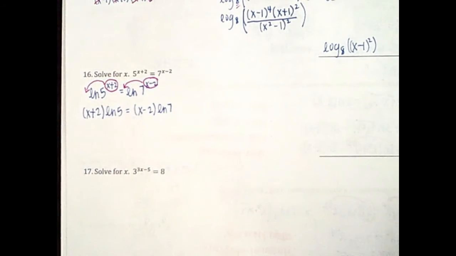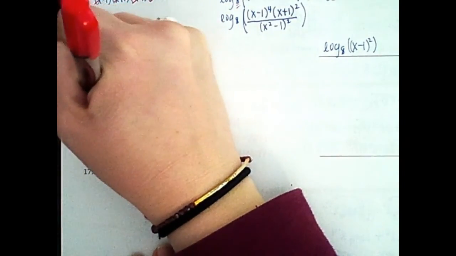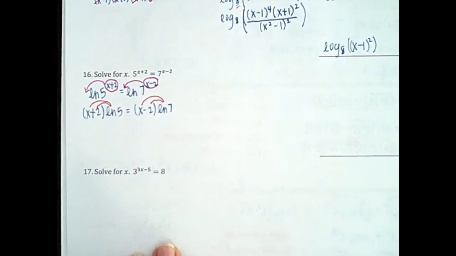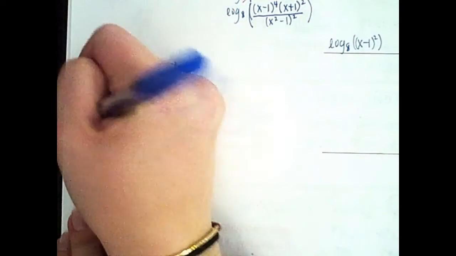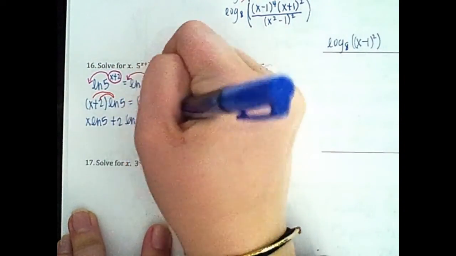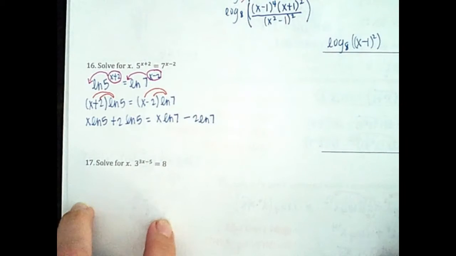So I am going to walk you through without rounding. So what that means is we are going to first start by distributing the ln of 5 to the x plus 2, and the ln of 7 to the x and the 2. So if we were to rewrite that, it would be x ln 5 plus 2 ln 5 equals x ln 7 minus 2 ln 7.